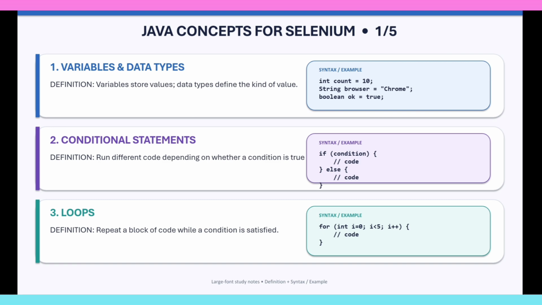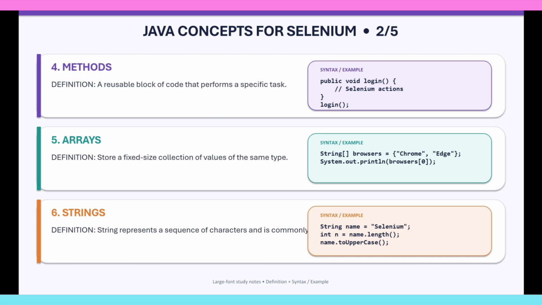Now coming to methods. A method is a reusable block of code that performs a specific task. In Selenium, instead of writing login steps in every test case, we can create a login method and simply call it whenever required. This makes our automation code cleaner and reusable. Next, we have arrays. Arrays allow us to store multiple values of the same type. They can be useful for storing test data, browser names, URLs, or expected values.